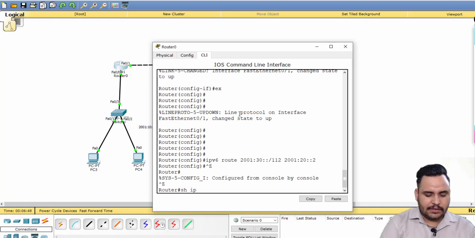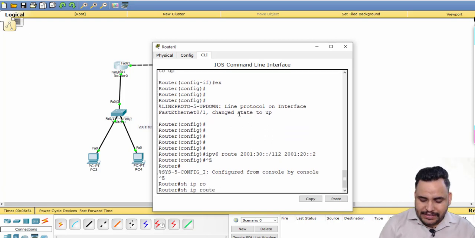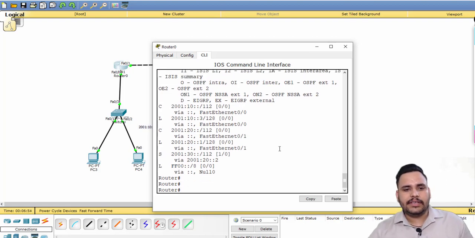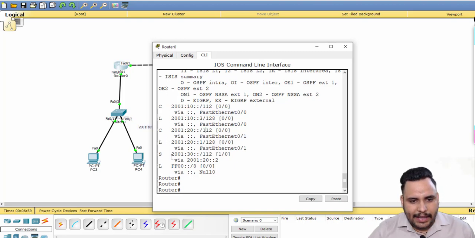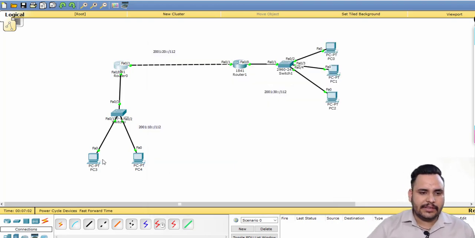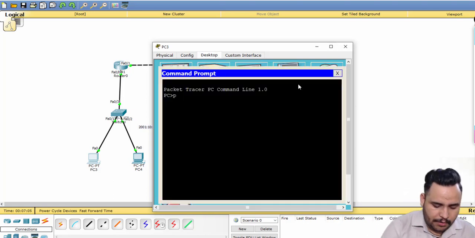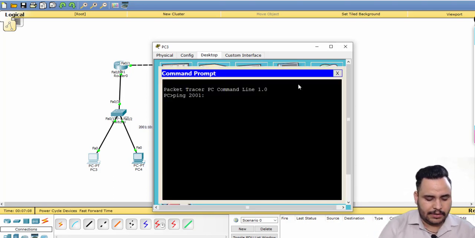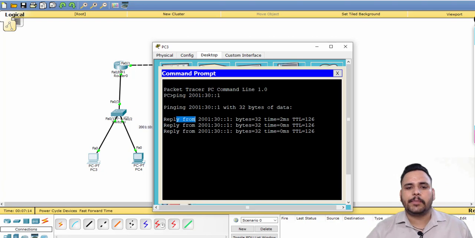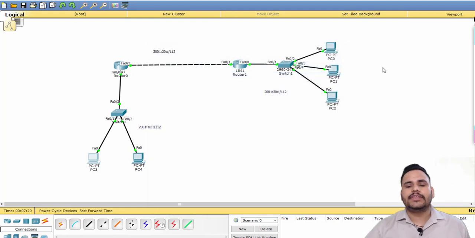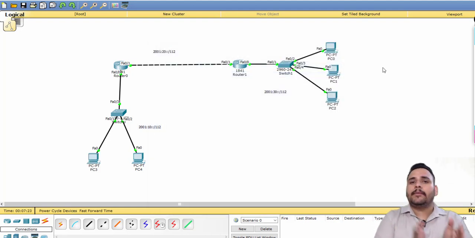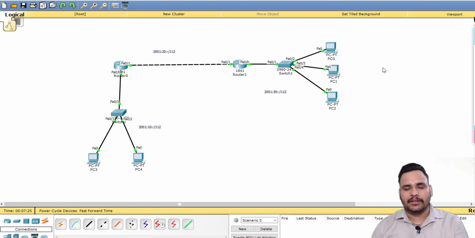To verify this, I'm using show ipv6 route. In this you can check that C stands for connected network, L stands for local and S stands for static. If static is there, you can ping from your command prompt to 2001:30:1. You can check it is pinging from this PC, and the first packet does not fail in IPv6 routing because there is no use for ARP, since MAC address and IPv6 address both belong to hexadecimal. So this is all about IPv6 static routing. Thank you so much.